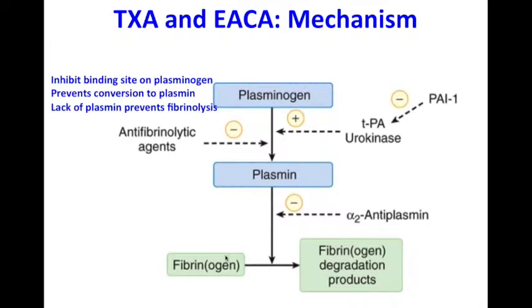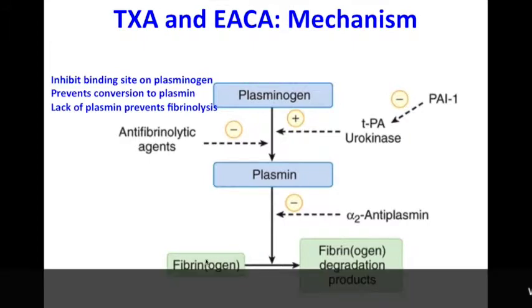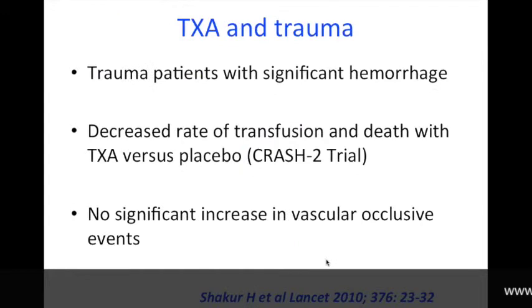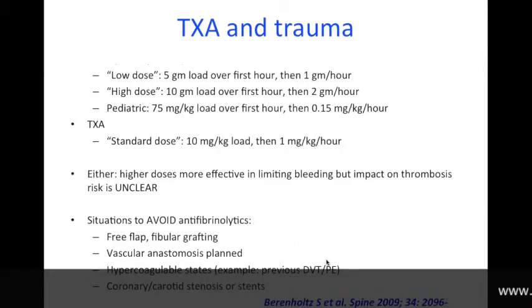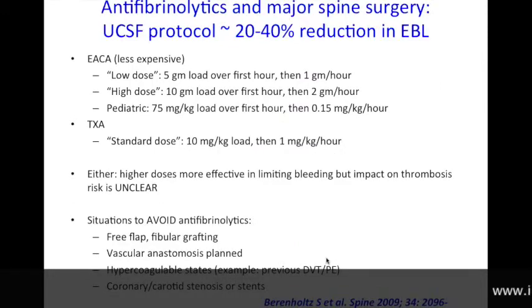And what plasmin does is plasmin actually acts to inhibit the conversion of fibrin to fibrin degradation products. So lack of plasmin prevents fibrinolysis. So tranexamic acid has been shown to be very important for use in trauma patients who have significant hemorrhage.